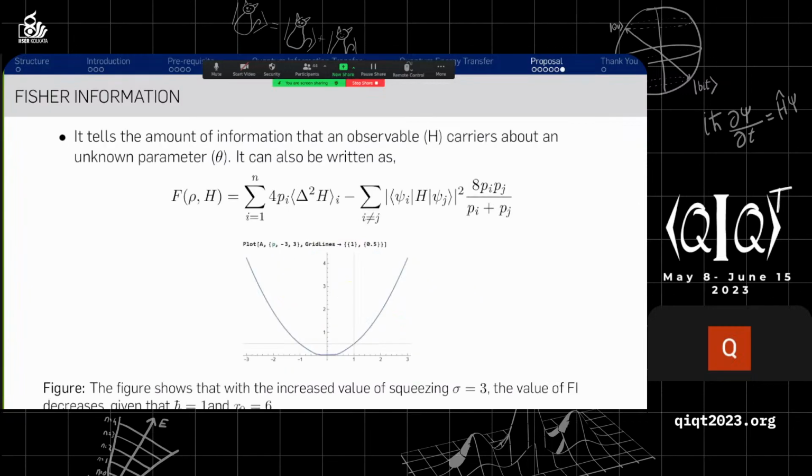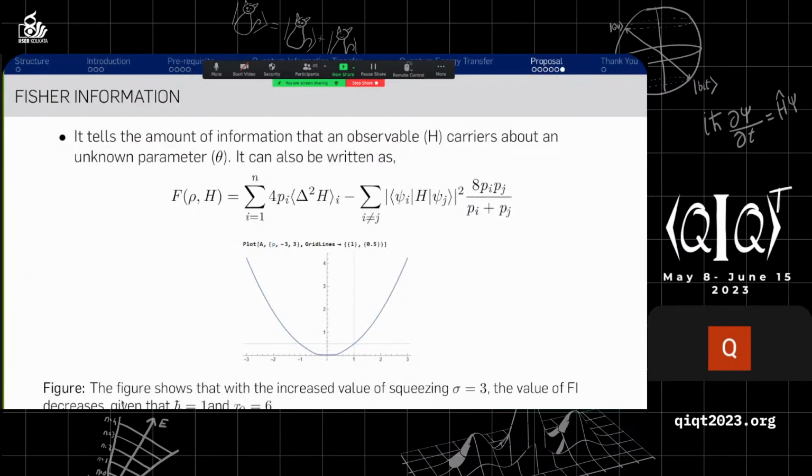This is the Wigner function, which is plotted corresponding to the state. Next, we have calculated the Fisher information corresponding to the system. The Fisher information tells the amount of information that an observable carries about an unknown parameter. The equation of the Fisher information is given here. For the pure state, it is the variance of the expectation value of the observable. Here we have plotted the Fisher information corresponding to the compass state.